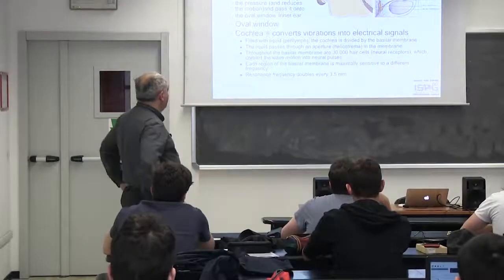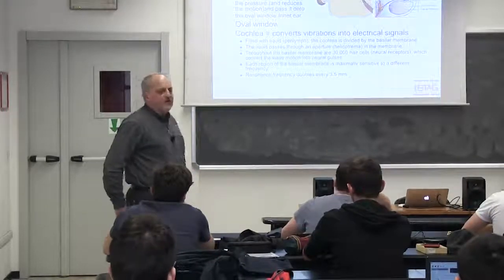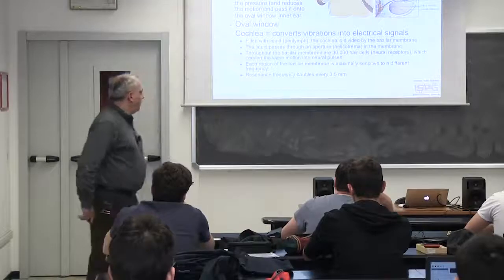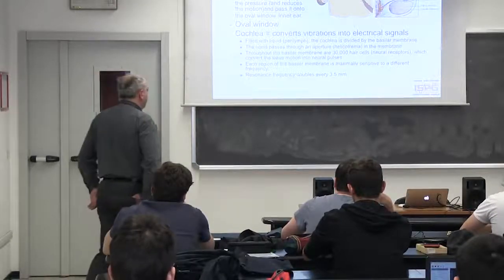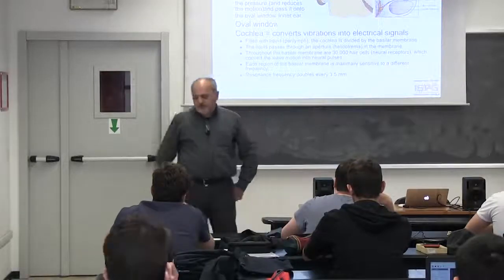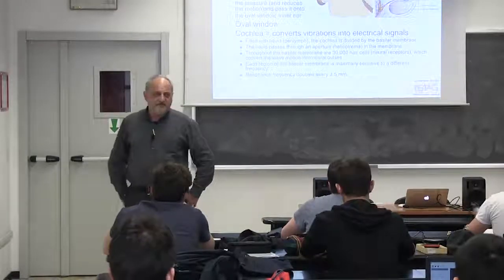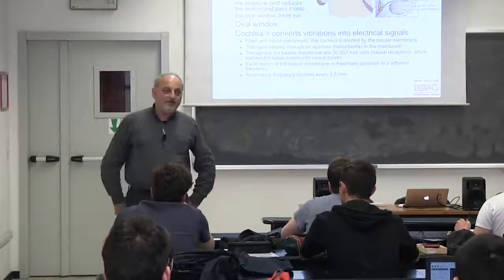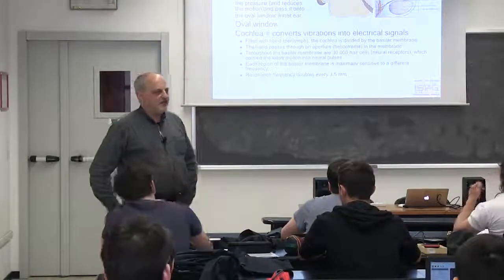In order to do so, you have basically 30,000 hair cells. They're also called neural receptors. Those 30,000 hair cells actually behave like little filters, actually resonating filters, to be more precise.